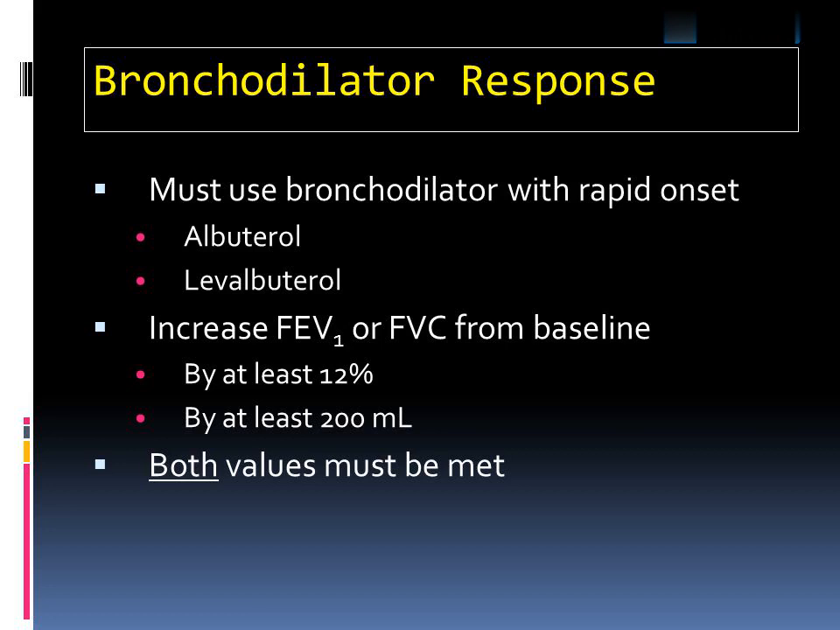Must use a bronchodilator with rapid onset: albuterol, levalbuterol. A positive response is an increase in FEV1 or FVC from baseline by at least 12% and by at least 200 milliliters. Both values must be met. This helps differentiate between asthma and COPD. If not responsive, it does not mean not to use bronchodilators.